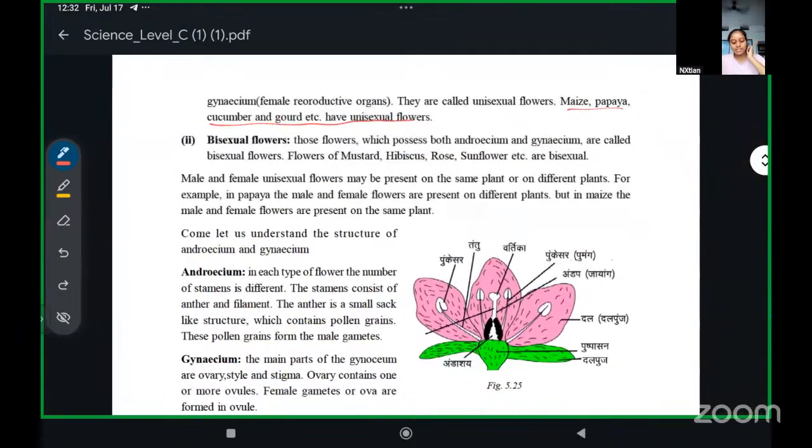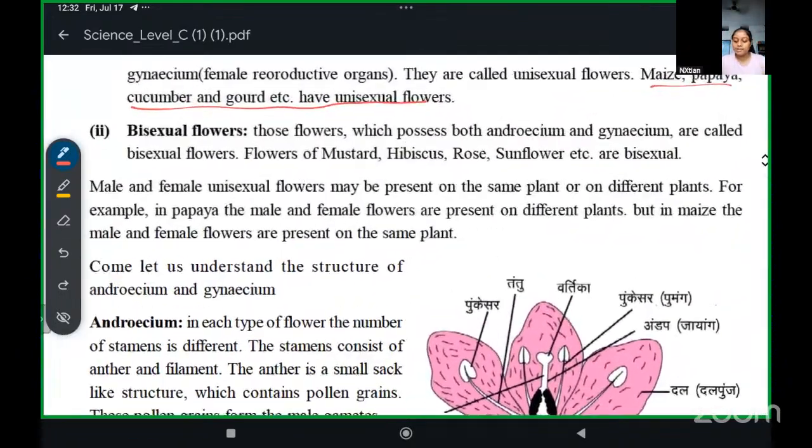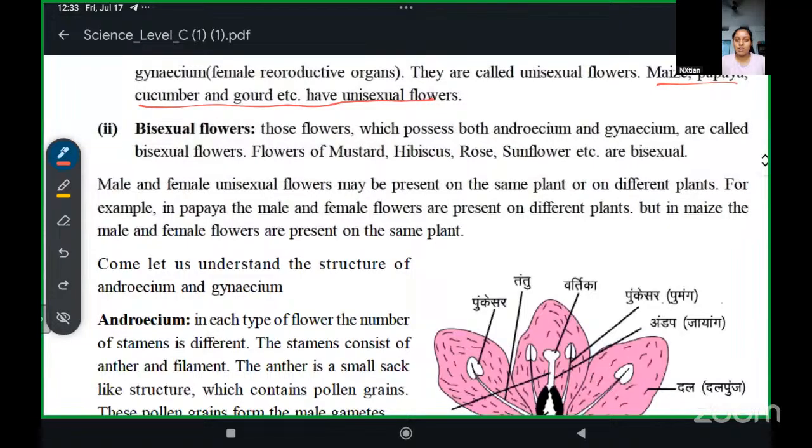Then you have bisexual flowers. Now in some flowers, both the androecium and gynoecium are present in the same flower. Those types of flowers are known as bisexual flowers. Examples are mustard, hibiscus, rose, sunflower. They are all bisexual.